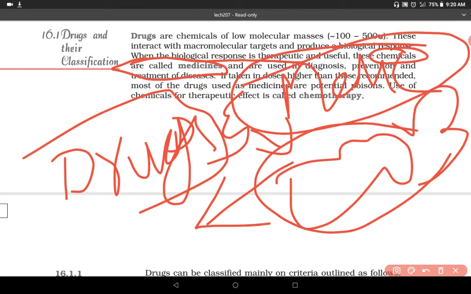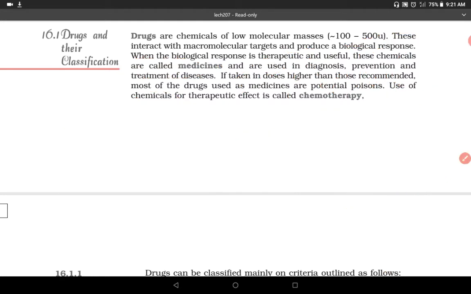No, all chemicals are not medicine. What are medicines? Medicines are chemicals that are biologically responsive, therapeutic and useful. Then it is called medicine. You should make out the difference between drugs and medicine. They are used in the diagnosis, prevention, and treatment of diseases. Yes, as I already told, it is used in the diagnosis, prevention, and treatment of diseases.